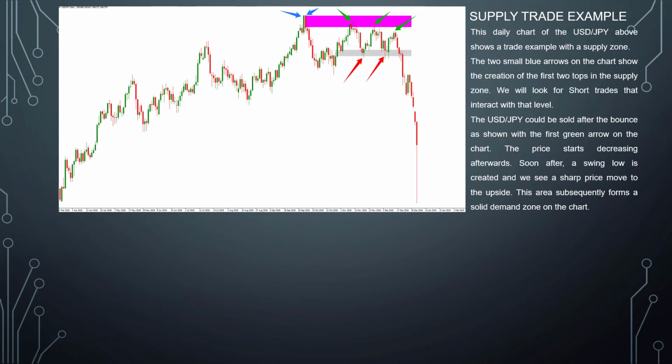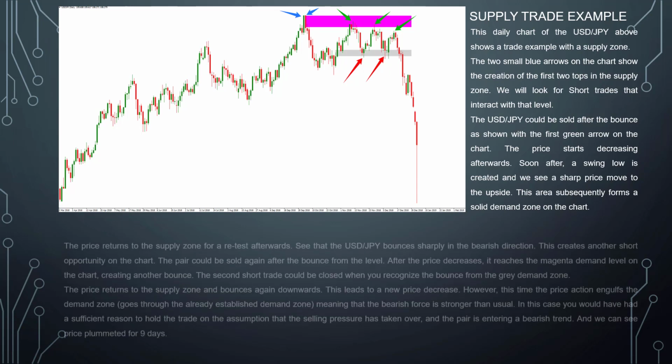The USDJPY could be sold after the bounce as shown with the first green arrow on the chart. The price starts decreasing afterwards. Soon after, a swing low is created and we see a sharp price move to the upside. This area subsequently forms a solid demand zone on the chart.